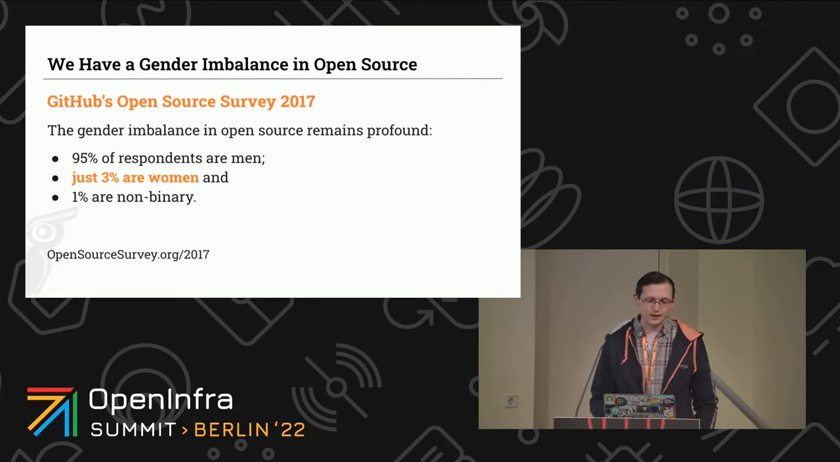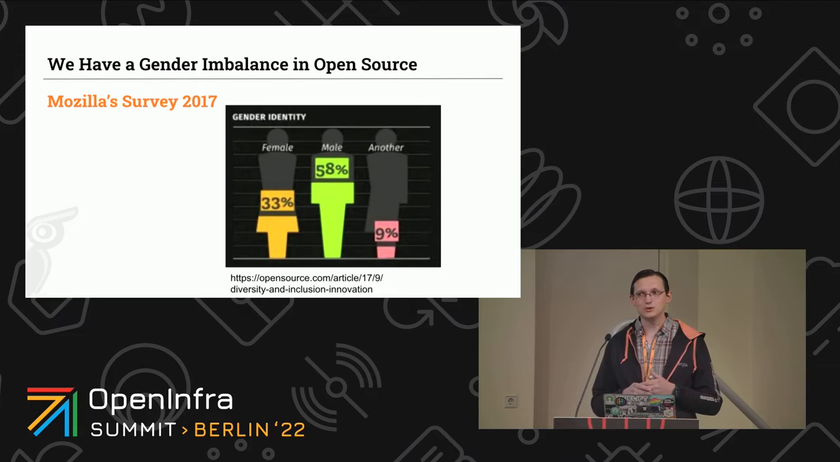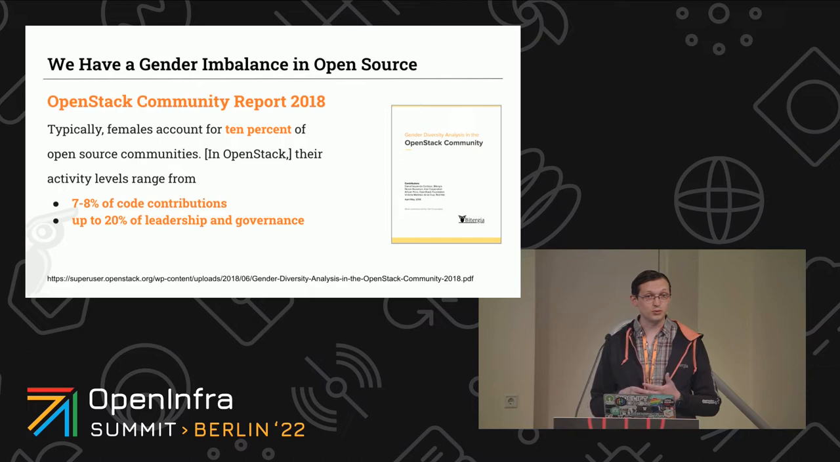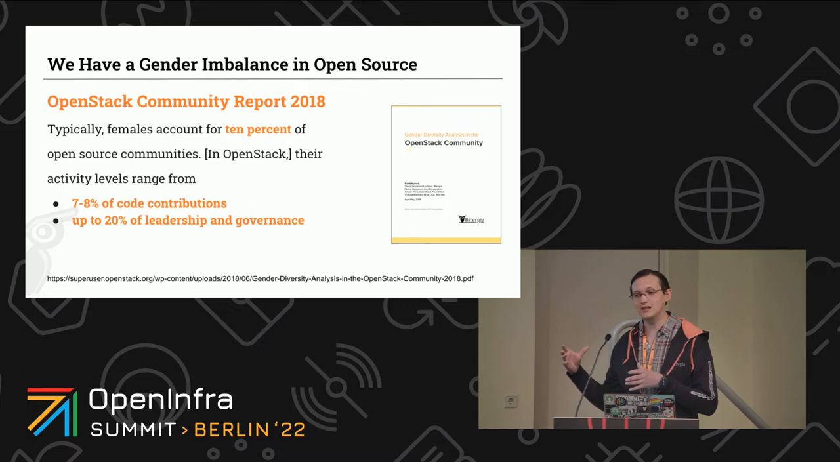Other surveys, like Mozilla's, found a somewhat more even distribution, but still there is an imbalance in the gender distribution in our community. And OpenStack had a community report 4 years ago, and even there the authors said that typically in open source we have 10% women. In OpenStack we have 7 to 8% when we look at the code contributions, but then when we look at the leadership and governance, we already see a larger portion.